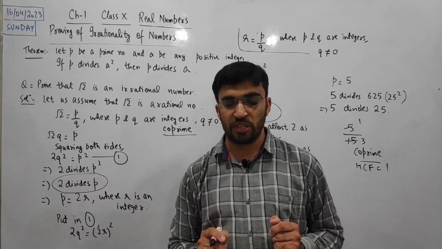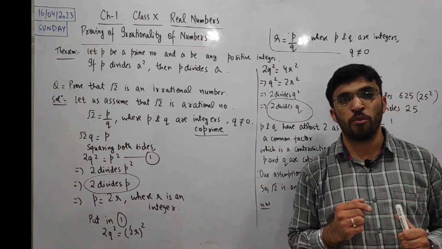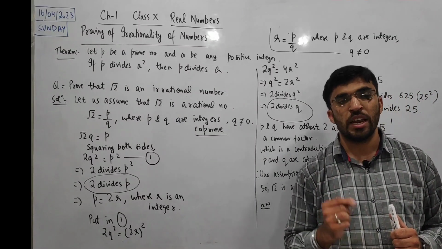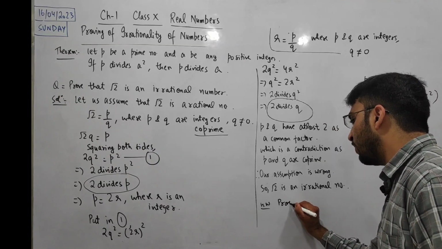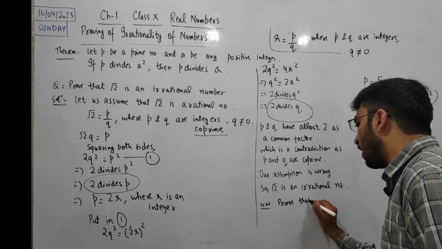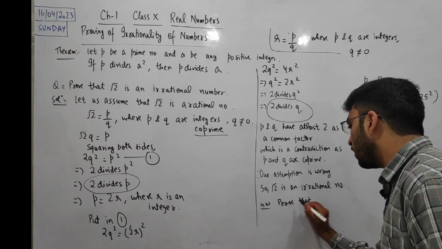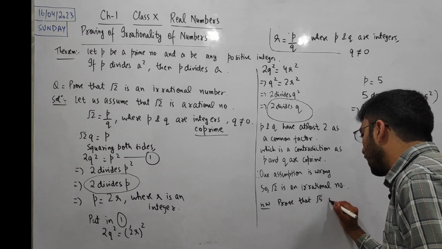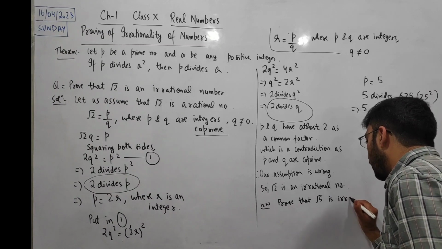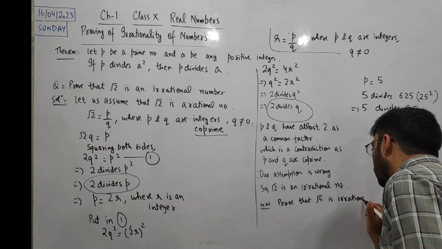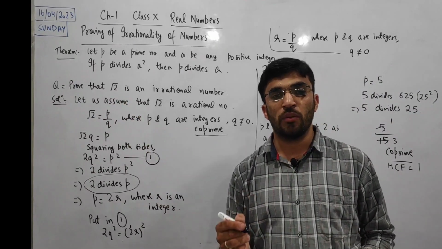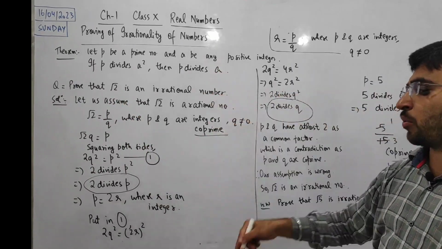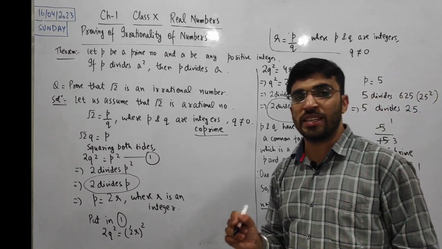We have just shown that root 2 is an irrational number by this method, which is called the contradiction method. In fact, this year in the board exam, a similar question was asked. In one of the sets, it was asked to prove that root 5 is irrational. The same thing will go for this question also. In place of 2 we will have 5, and the entire solution will be exactly similar.